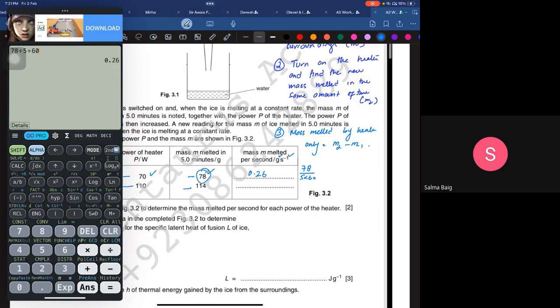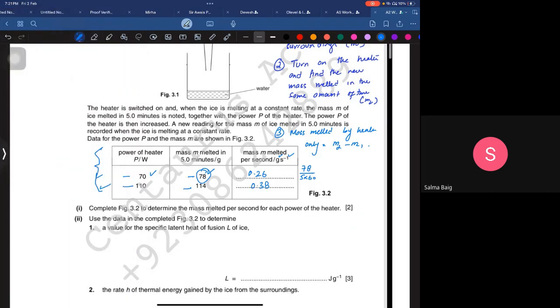78 divided by 5 divided by 60 gives you 0.26 grams per second. Next one, 114 divided by 5 divided by 60, 0.38 grams per second. Get it, kids? Just like that. Now, they say, please understand this. They say, use the data in the completed figure 3.2 to determine the value of specific latent heat of fusion of ice.